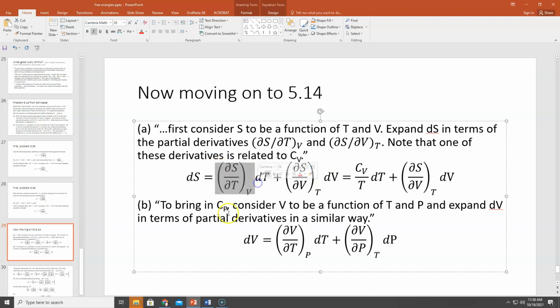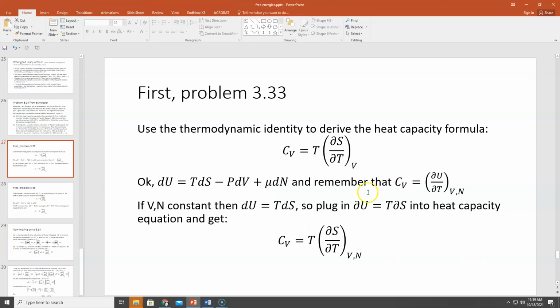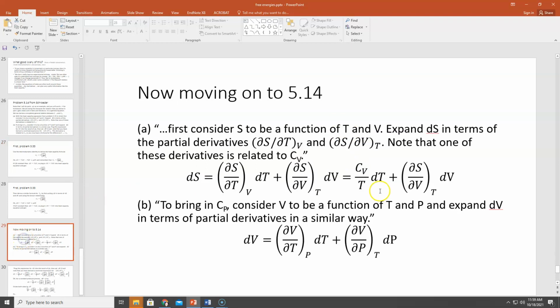We've already talked about this. We just did it in problem 3.33. The partial S with respect to T holding V constant, okay? That was right here. C sub V over T would be partial S with respect to T holding V constant. So I'm going to plug that in. That would be C sub V over T dT plus partial S with respect to V holding T constant times dV. That's part A. That's all there is to it, okay?